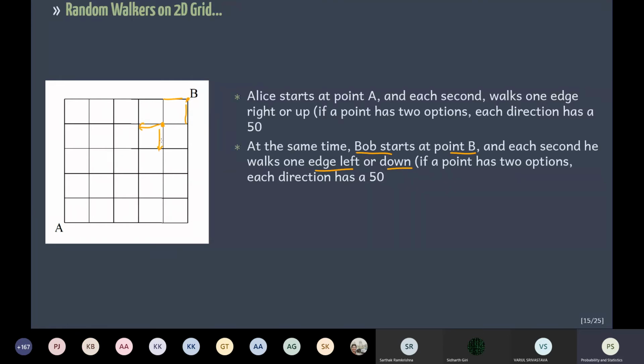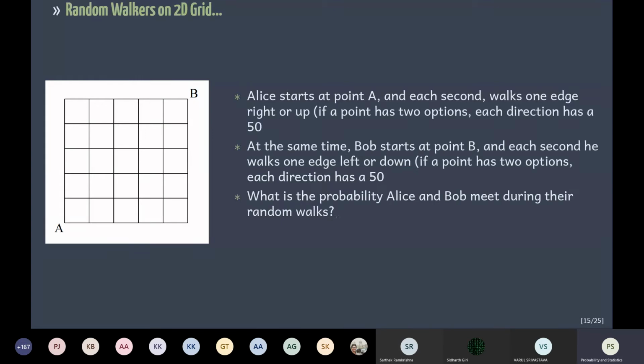At each step, Bob can go left or down, and at each step Alice can go up or right. These are the moves that are given. So the question is, what is the probability that Alice and Bob meet during their random walks? Remember that there is also a probability that they will never meet. So there are cases where they will never meet, right?